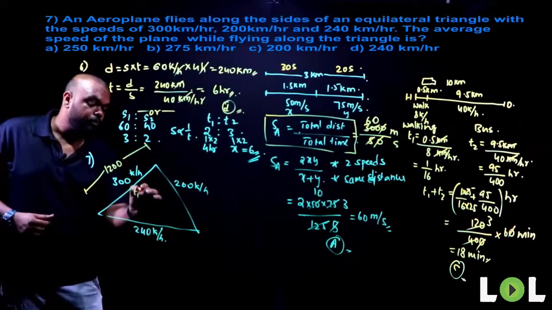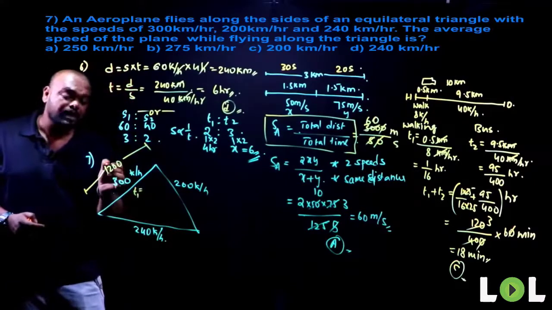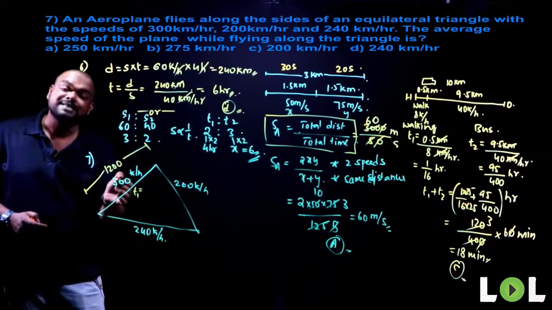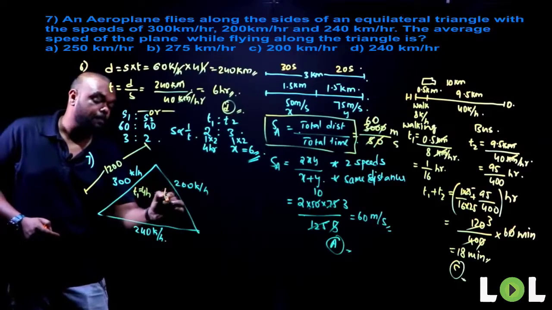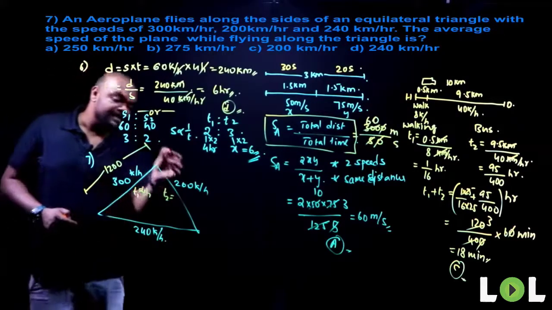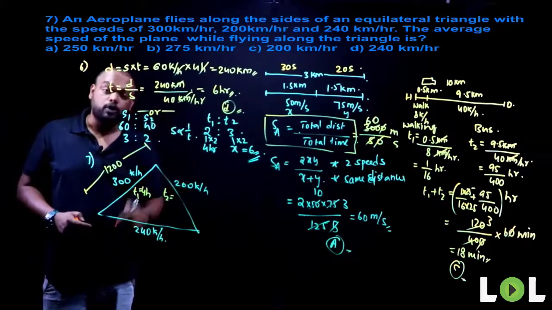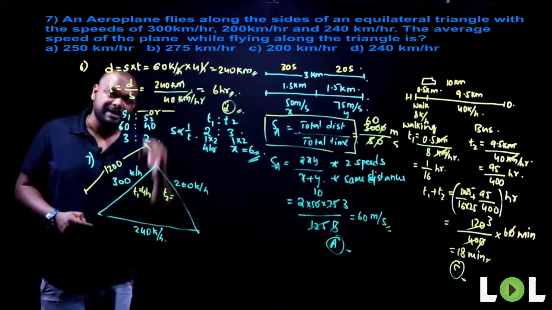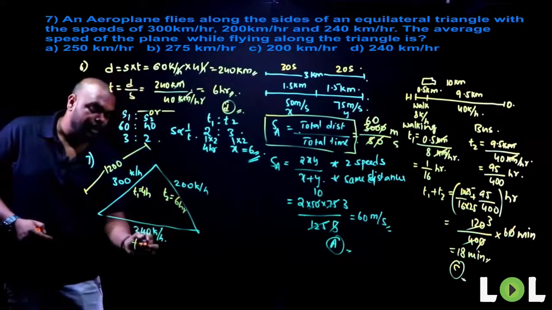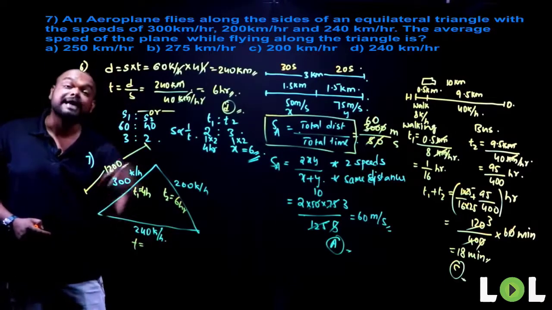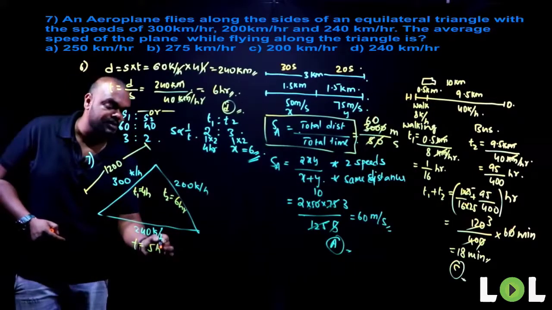Time 1. What is time? Time is distance by speed. In this case, 1200 kilometer distance divided by speed 300 km per hour. 1200 by 300, 4 hours. In this case, distance will be the same, 1200. Speed is 200. So 1200 divided by 200, distance by speed. You will get 6 hours. In this case, again the same 1200 kilometers because it is an equilateral triangle. But speed is 240. 1200 by 240, it should give us 5 hours.